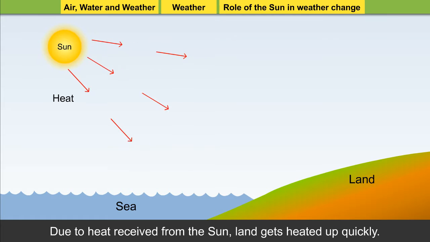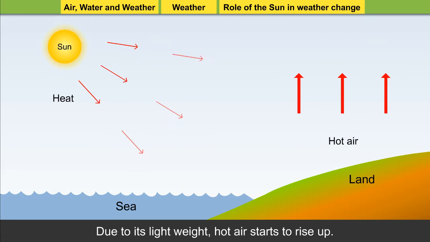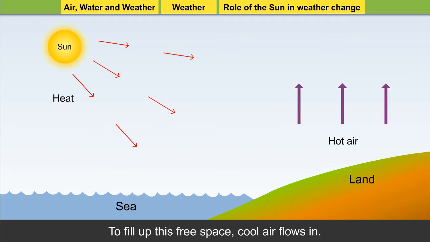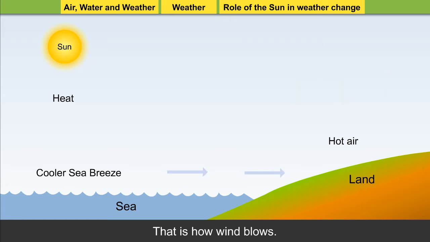Due to heat received from the sun, land gets heated up quickly. This heats up the surrounding air. Due to its light weight, hot air starts to rise up. This creates free space. To fill up this free space, cool air flows in. That is how wind blows.